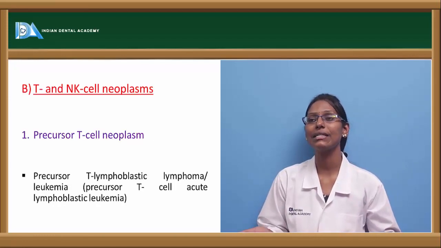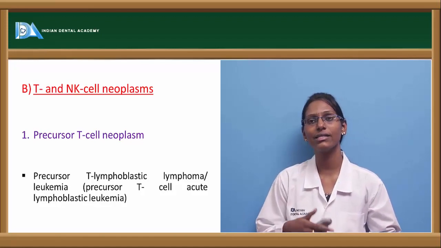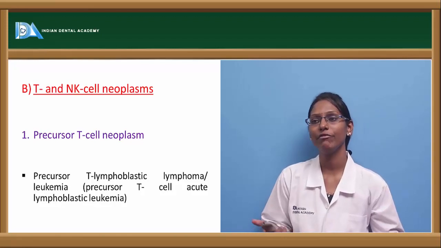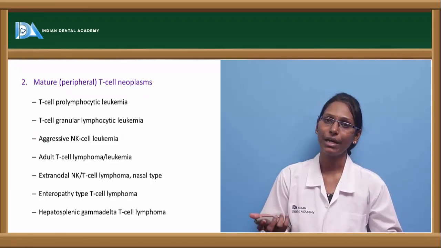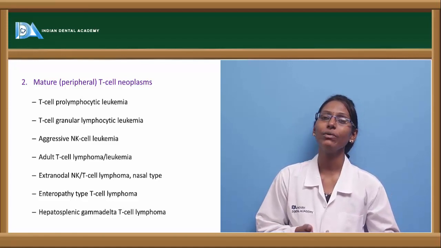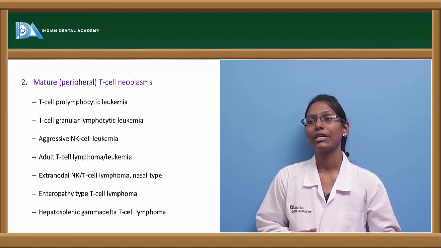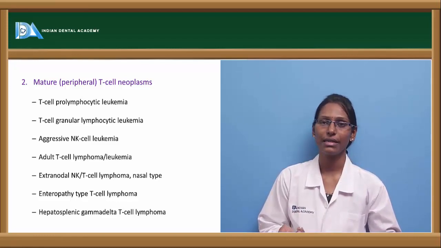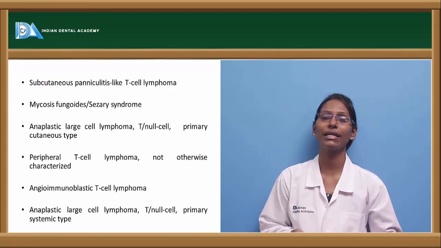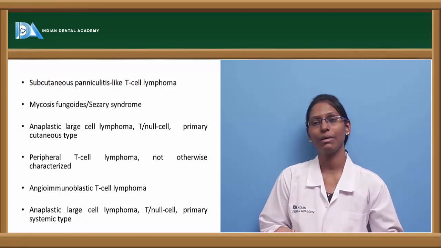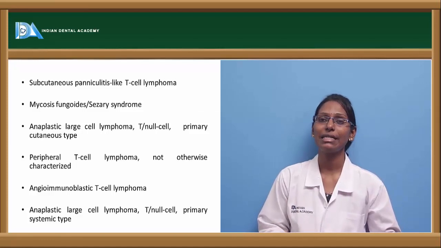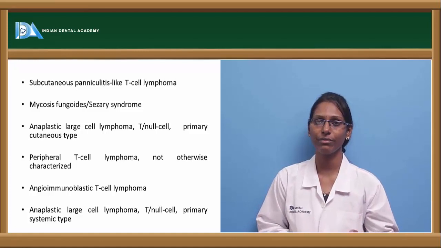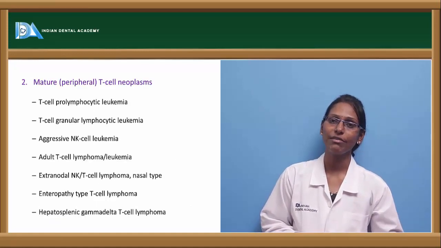Coming to T and NK cell neoplasms, again it is further classified as precursor T cell neoplasms. In precursor T cell neoplasms, we have precursor T lymphoblastic lymphomas, and in mature or peripheral T cell neoplasms, we have T cell prolymphocytic leukemias, enteropathy type T cell lymphomas, adult T cell lymphomas or leukemias, etc. And we have subcutaneous panniculitis-like T cell lymphomas, angioimmunoblastic T cell lymphomas. We also have peripheral T cell lymphomas and anaplastic large cell lymphoma, etc. These are various types of mature T cell lymphomas.